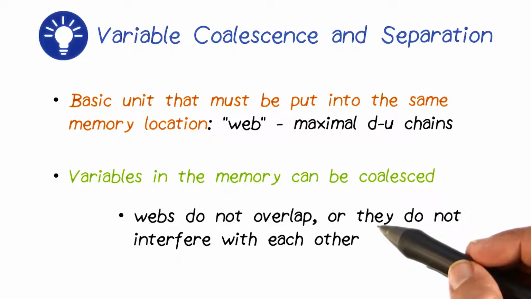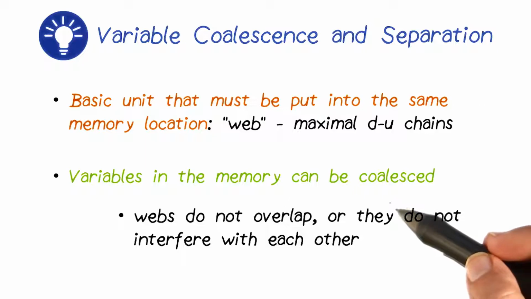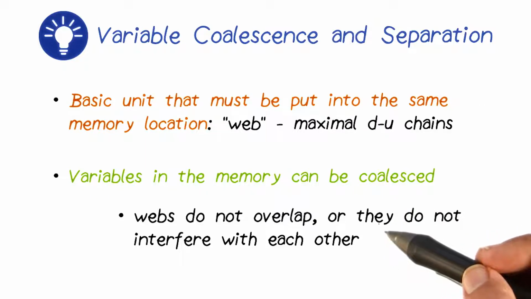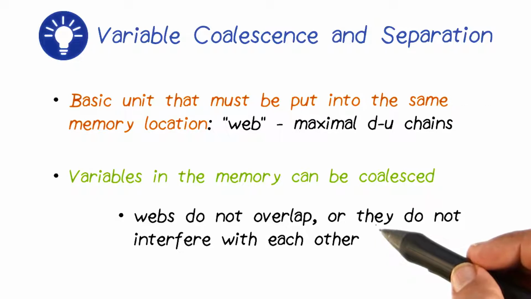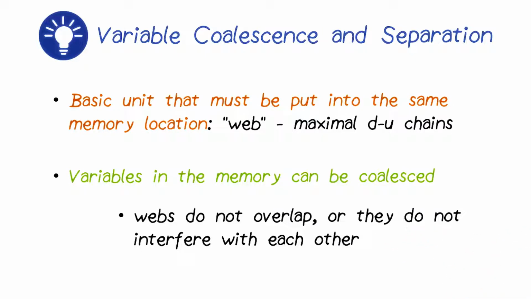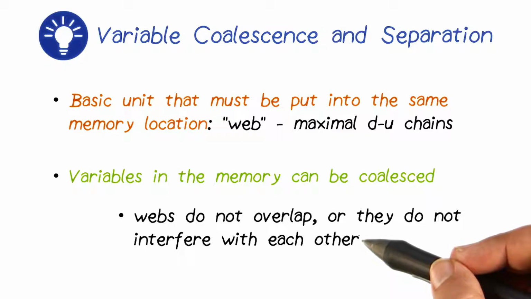For that matter, the webs should not overlap or they should not interfere with each other. In other words, the live ranges of one web and the live ranges of the other web should be completely disjointed. If that is the case, then when one web is done with the use of memory location, we can reallocate it to a second web, and therefore we can simplify the access graph. Remember again the lesser number of variables to lay out on the stack, the easier or the better would be our access sequence, because we could probably create a better layout here.